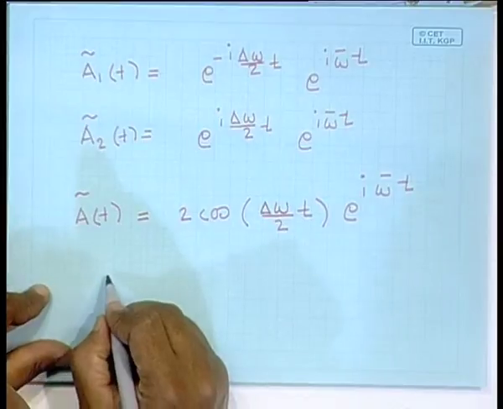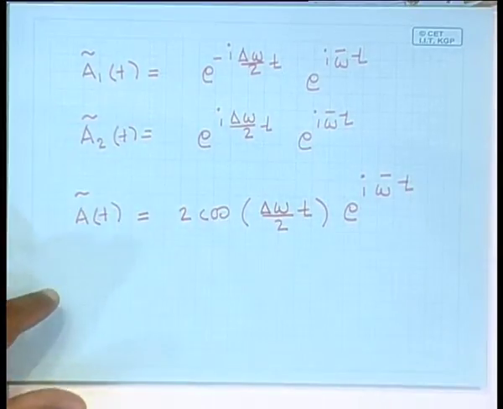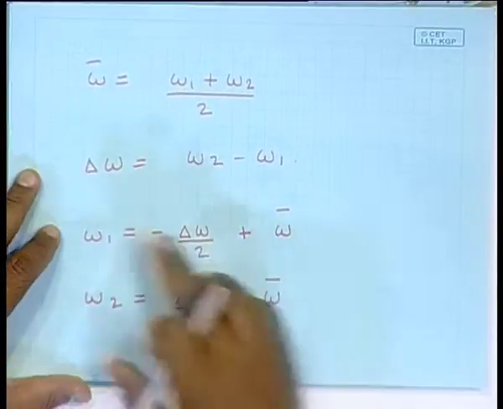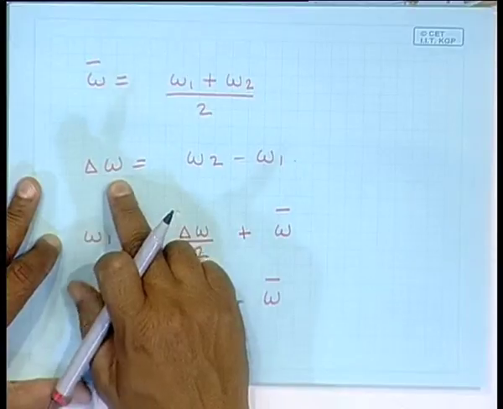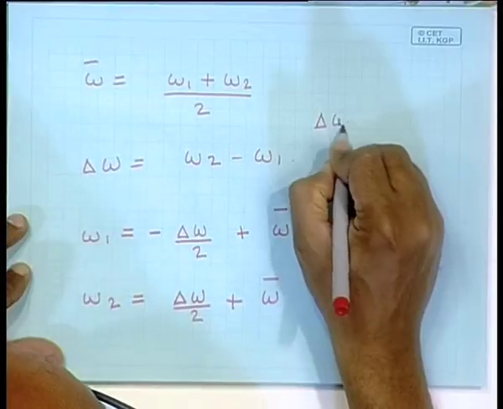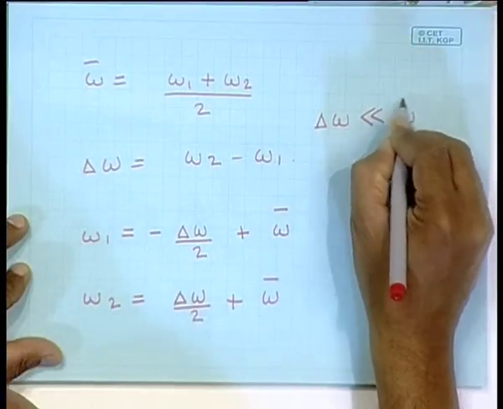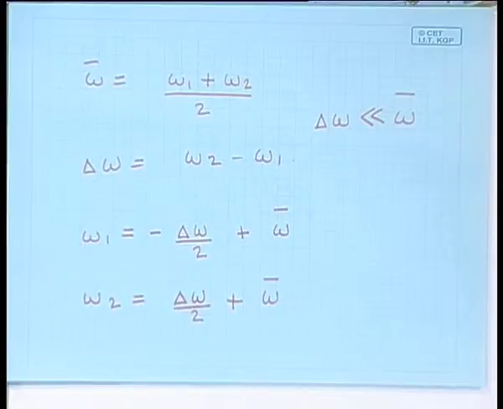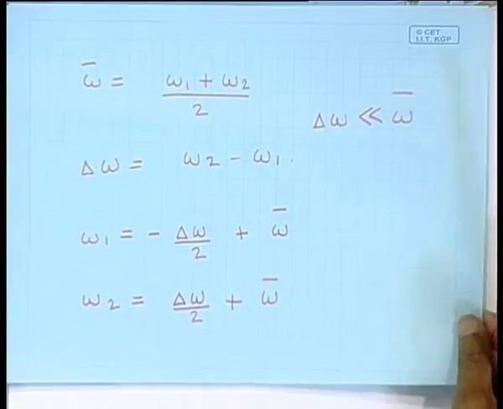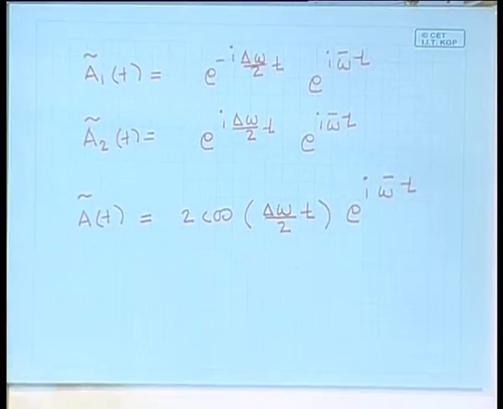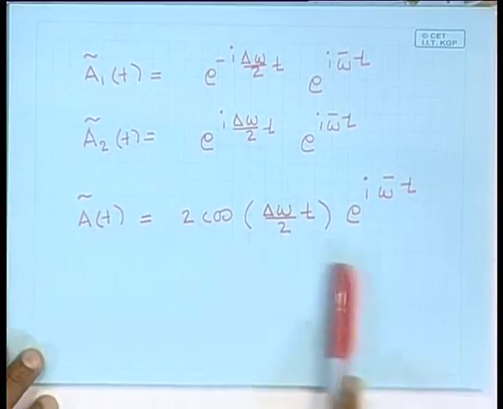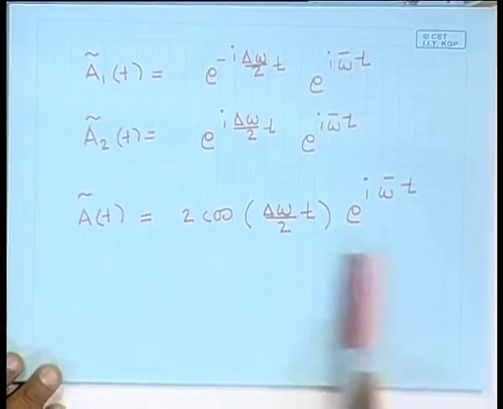And we are interested in a situation where omega 1 and omega 2 are very close. If omega 1 and omega 2 are very close, then delta omega, the difference in the frequencies, is much smaller than the average frequency. So, that is the situation we are interested in. We have two very close frequencies, the superposition of two waves of very close frequencies, and the resultant looks like this. So, this can be interpreted as follows.